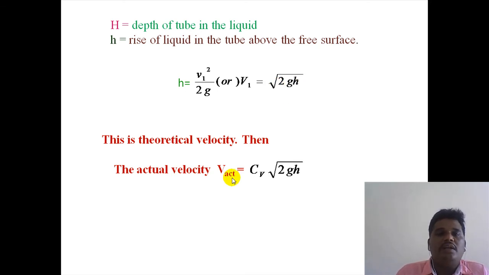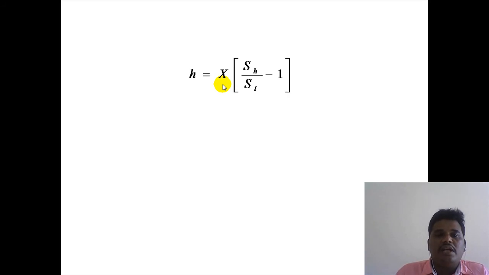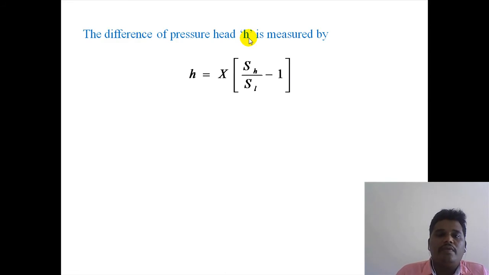Now, in order to find out the velocity V = Cv root 2gH, we need the pressure difference at H measured by the manometer. H is equal to X into (SH divided by SL minus 1), where SH is called the specific gravity of mercury. Specific gravity of mercury is constant, 13.6.